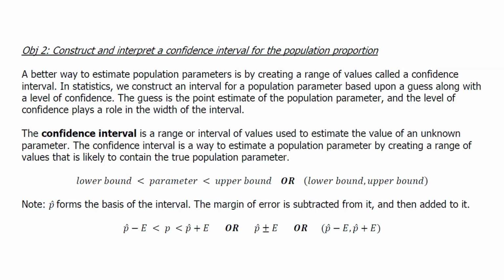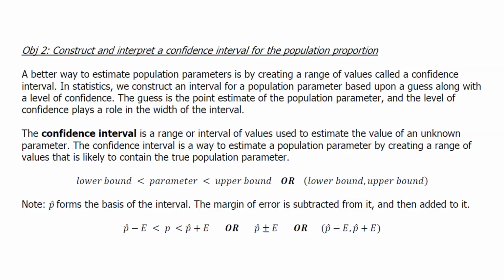Instead of saying, let's say, exactly 62% of Americans worry about finances, we would say we are 95% confident that between 60 and 64% of Americans worry about finances. This gives us a range that probably contains the true value.